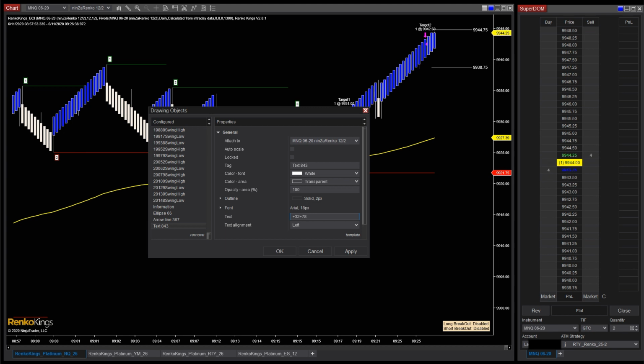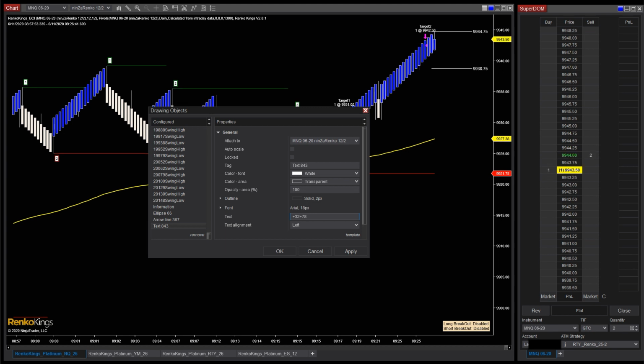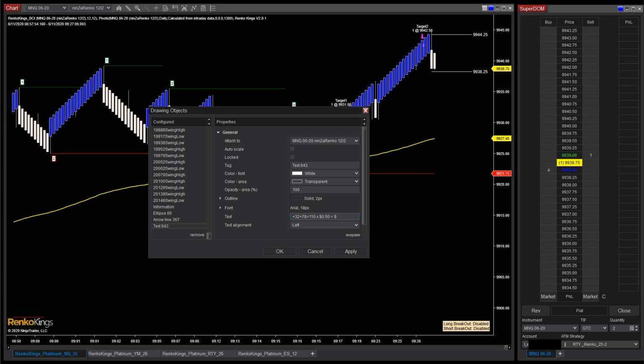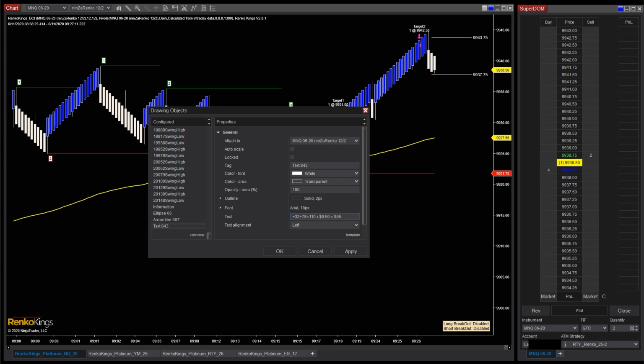Okay. So 32 plus 78 is equal to 110. Nice trade. Nice trade. 110 ticks. The micro NQ is equal to 50 cents a tick. Which is $55. Nice trade.